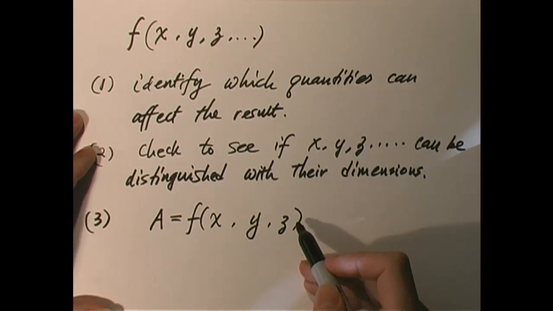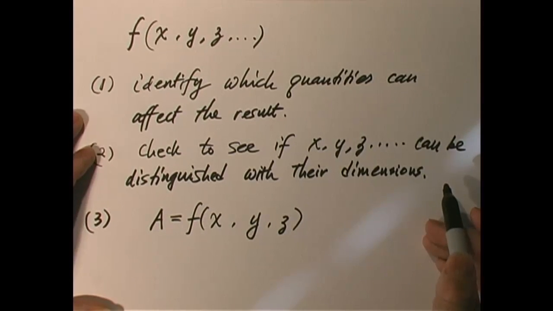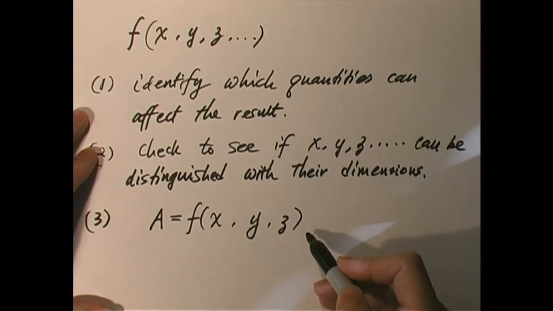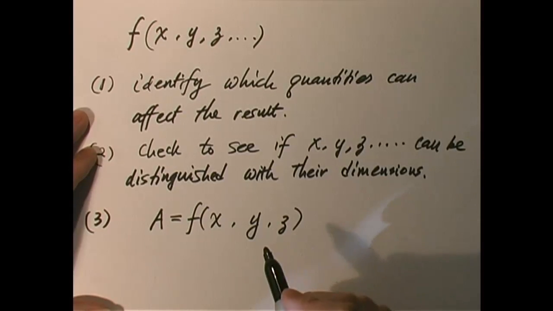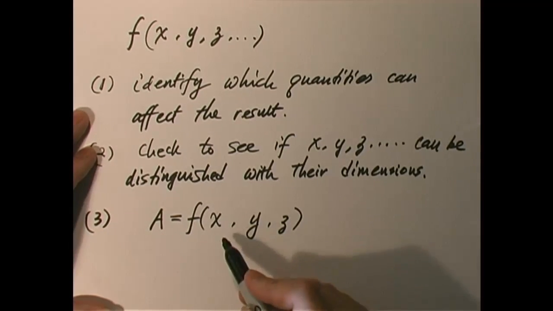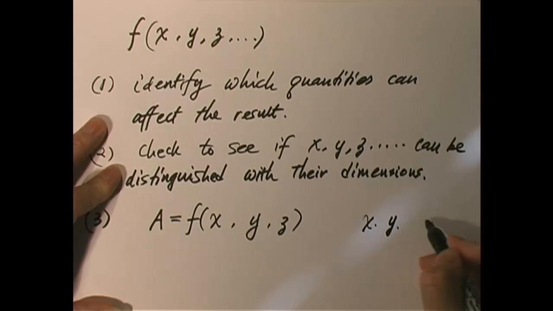Now, so what do you do? Well, how about multiplication and division? Now that you can do. So in general, the way we combine these quantities together, knowing that they have different dimensions, is we cannot do addition and subtraction. We must do multiplication. So how about x times y times z?